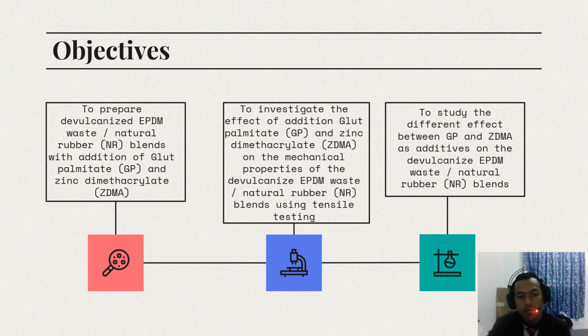So the objective of the study is, first, to prepare devulcanized EPDM waste or natural rubber blend with addition of GP and ZDMA. Second, to investigate the effect of addition of GP and ZDMA on the mechanical properties of the devulcanized EPDM waste or natural rubber blend using tensile testing. Third, to study the different effect between GP and ZDMA as additive on a devulcanized EPDM waste or natural rubber blend.